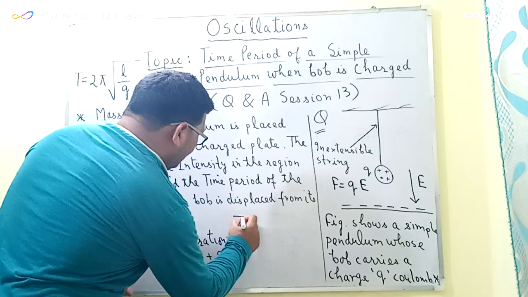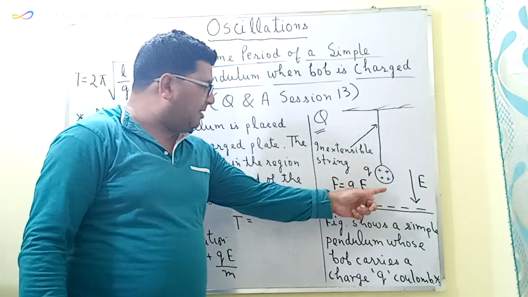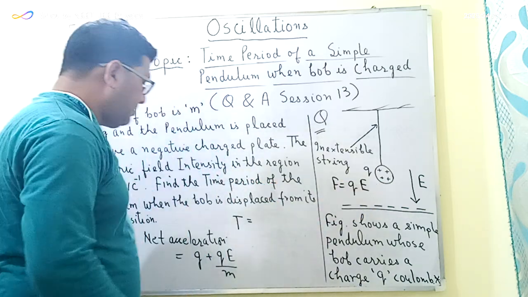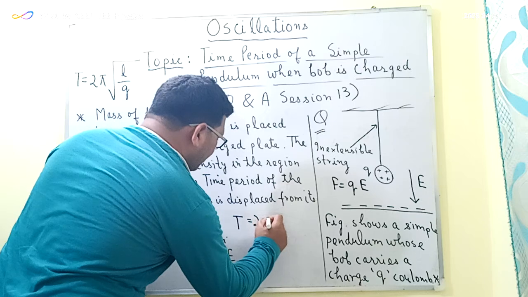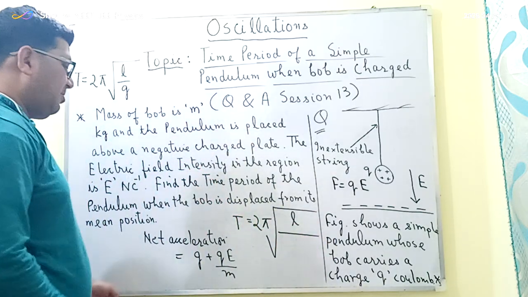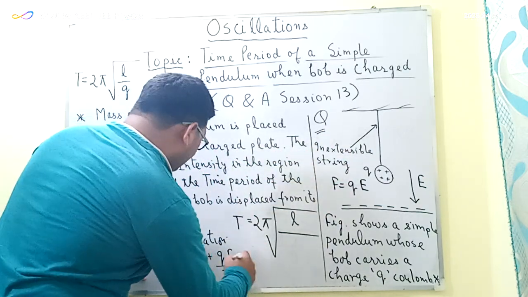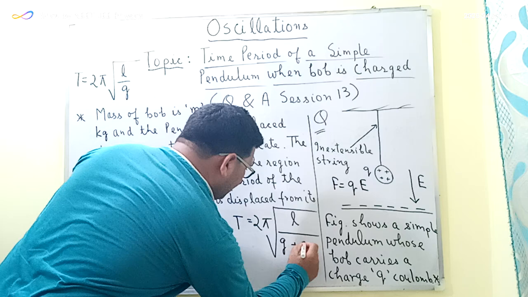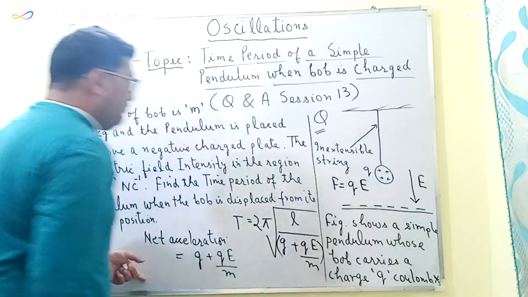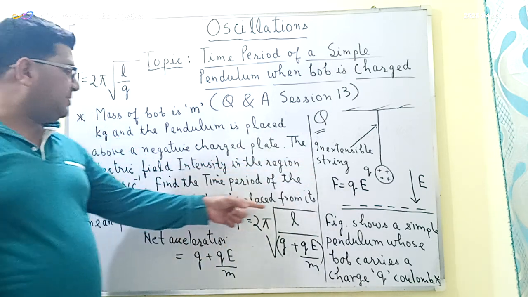So the time period of this pendulum when it is displaced from its mean position will be equal to 2 pi under root L, where L is the effective length of this inextensible string, divided by the net acceleration, which is equal to G plus QE upon m. So this will be the time period of oscillation of this pendulum when the bob is displaced from its mean position.